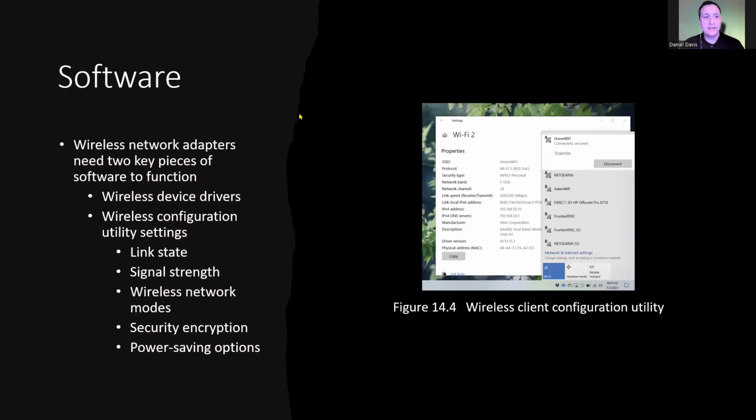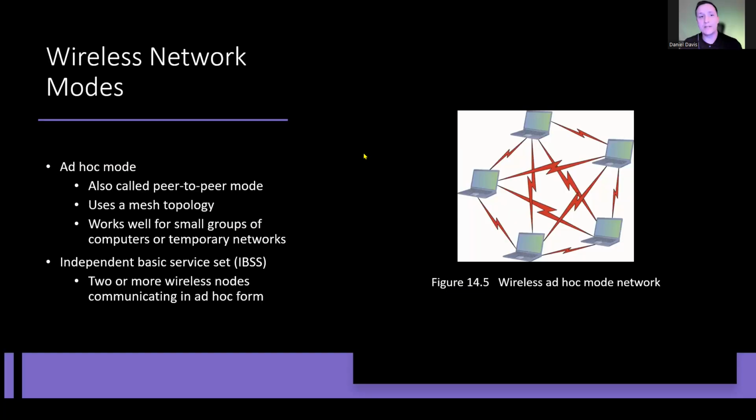Wireless network adapters need two key pieces of software to function: wireless device drivers and wireless configuration utility settings. Some important information you may need to know about your settings would be things like link state, signal strength, wireless networking modes, security encryption, and power saving options. On the right, we have an image of the wireless client configuration utility for Windows 10. If we look close, we can see some key information like the SSID, the protocol, security type, network band, network channel, etc.